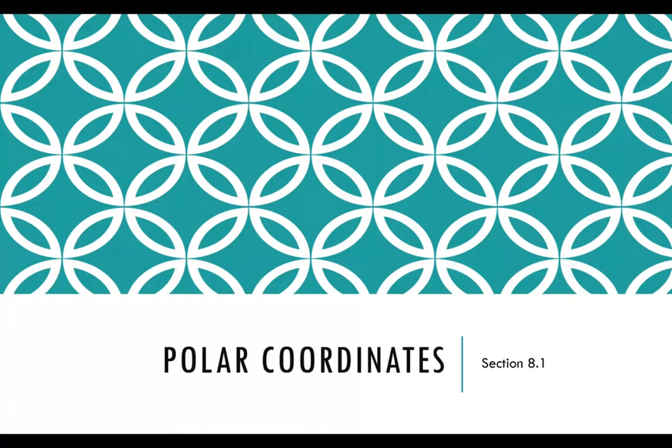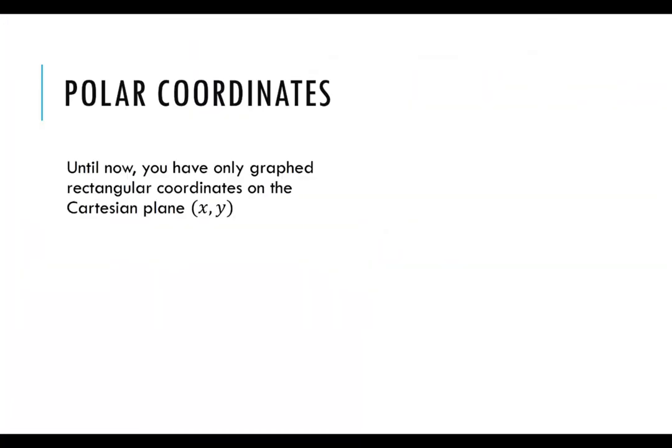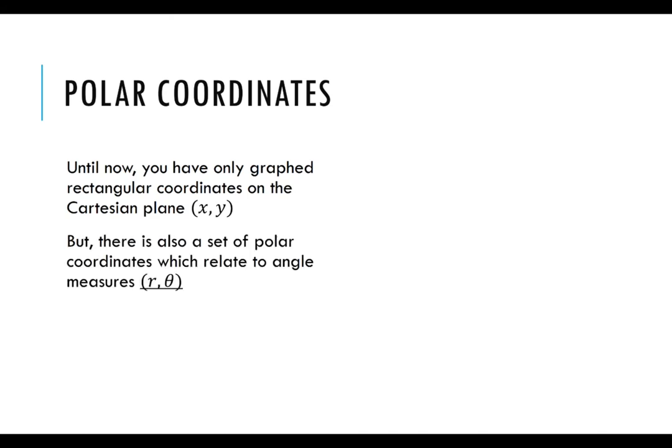Section 8.1, Polar Coordinates. Up to now, all of our graphs have been graphed using rectangular coordinates on the Cartesian plane, that is with ordered pairs x and y. There is also a set of what we call polar coordinates, which is going to relate to angle measure and some radius. Now, the good thing is that if you consider the way we laid out our unit circle, you're heading in the right direction.